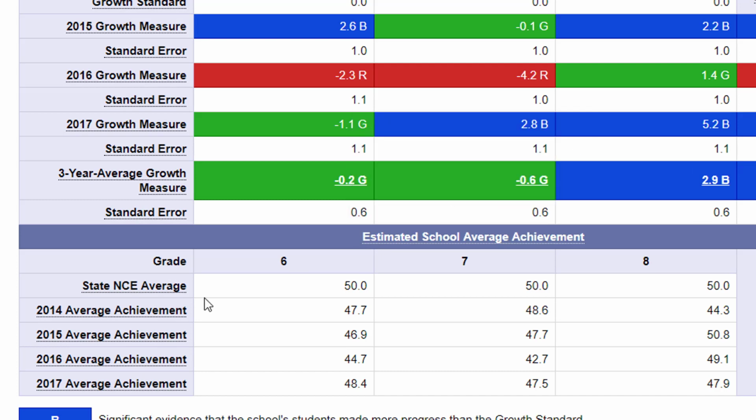So let's look at this chart. We have the 2014 average achievement for 6th grade reading was a 47.7 NCE.